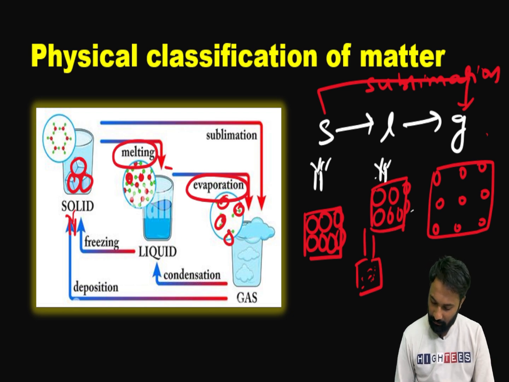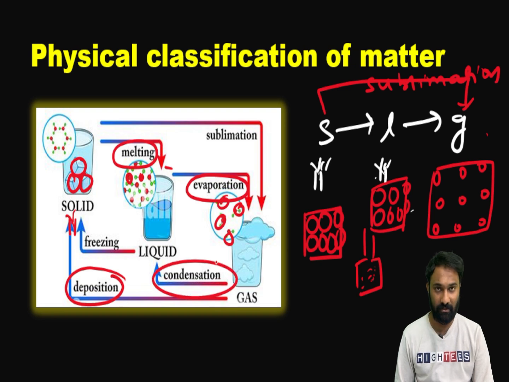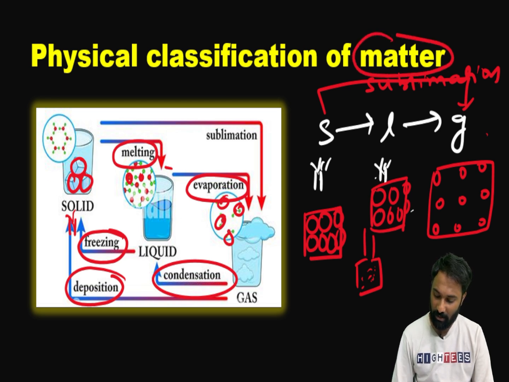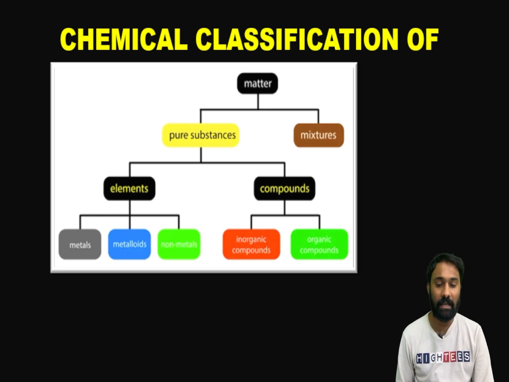Now next one, gas that is converted directly into the solid, we call it deposition. Next, gas that is converted into the liquid, we call it condensation, and liquid that is converted into the solid, we call it freezing. Clear? These are some of the physical classifications of matter. Now next we are going to see the chemical classification of matter, how matter has been classified.